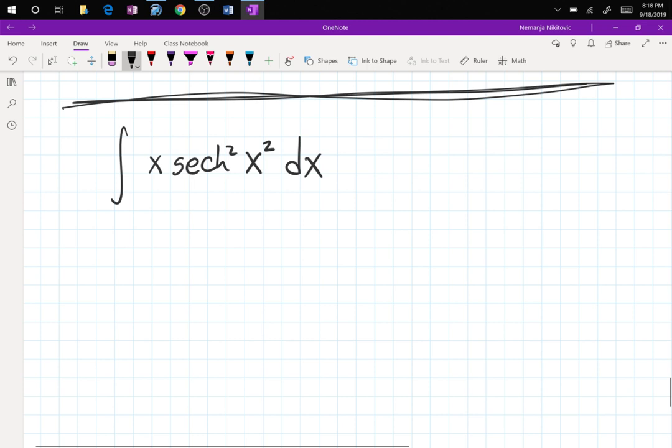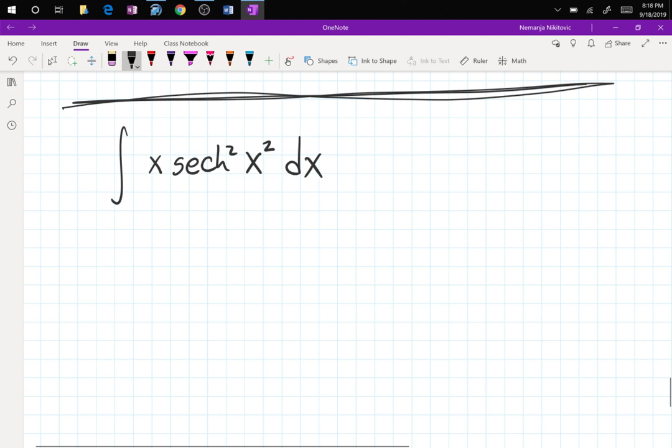And the answer is 1/2 tanh x squared plus c. Very good. 1/2 tangent hyperbolic x squared plus c. Good.